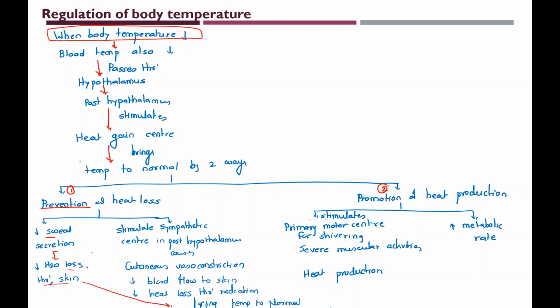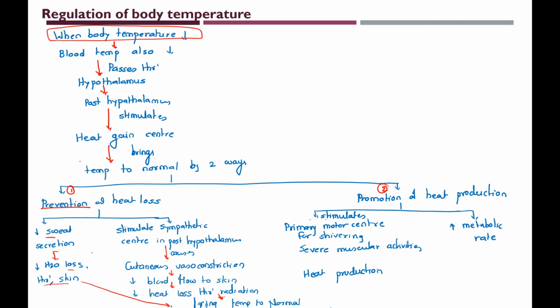Second, it will stimulate the sympathetic center in the posterior hypothalamus, so that it causes cutaneous vasoconstriction. So when the cutaneous vessels are getting constricted, that is, capillaries in the skin are getting constricted, there will be reduced blood flow to the skin. Reduced blood flow to the skin means reduced heat loss through radiation. So if through radiation less heat is eliminated, obviously there will be an increase in the body temperature. So this is about preventing heat loss.